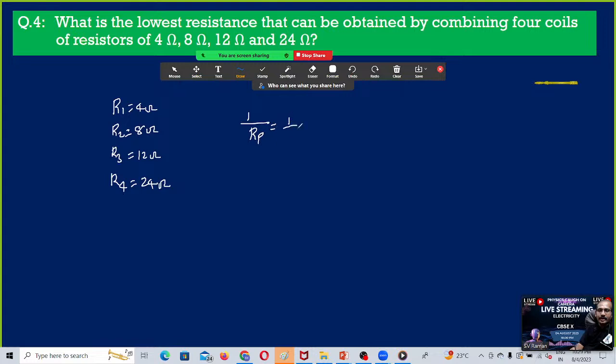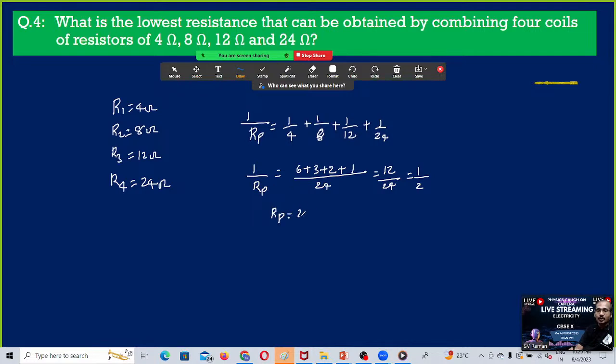1 by Rp is equal to 1 by 4 plus 1 by 8 plus 1 by 12 plus 1 by 24. So the LCM will be 24: 6 plus 3 plus 2 plus 1, 12 by 24, which is 1 by 2. So 1 by Rp is equal to 1 by 2. They're asking the lowest resistance, Rp is equal to 2 ohms. So this 2 ohms is the lowest resistance, what they're expecting in the question.